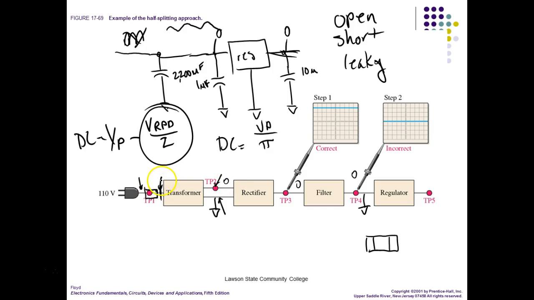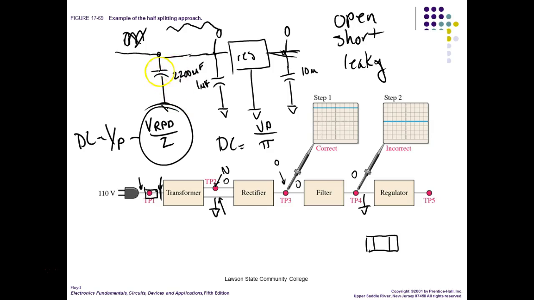So we got 0 here, we have AC over here, we have 0 there. Then the problem with it is what? If I've got AC right here, and then I measure 0 right here, what does that mean? Could be the rectifier, could be the filter. Well, odds are it depends on what type of filter it is.